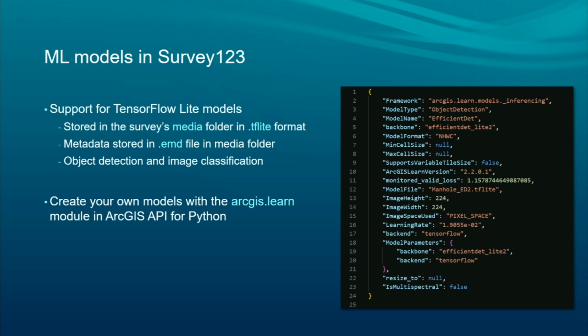A TensorFlow Lite model comes in a TF-Lite file that must be stored in the media folder of your survey, along with an EMD file which has the metadata about the model. And you can use the ArcGIS.learn module in the ArcGIS API for Python to create your own models, and that's what Barbara will show you today.